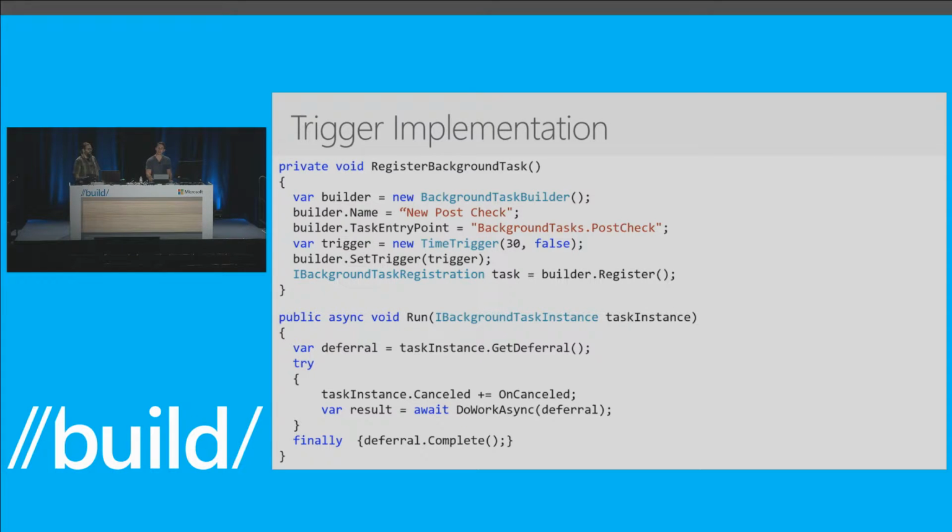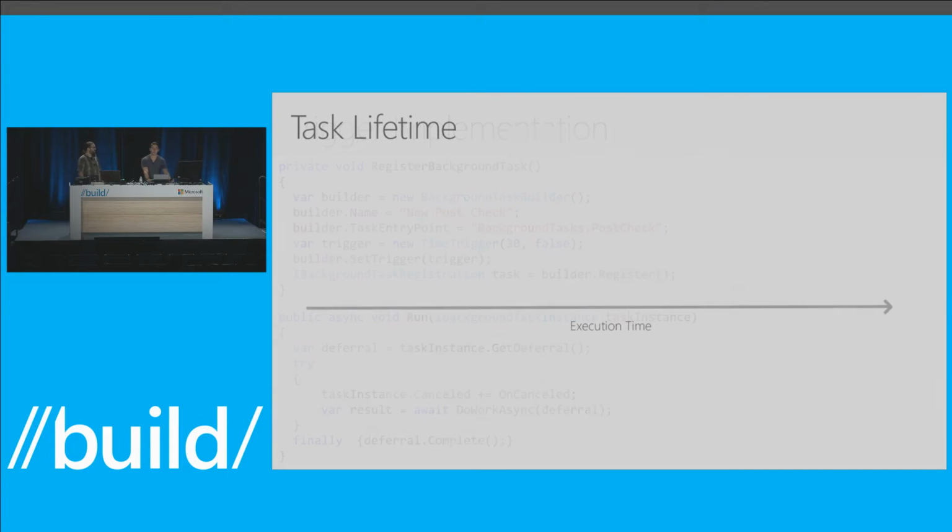So let's see how cancel fits into this lifetime of a background task. In an ideal instance of a task, the Run method is going to begin, and then work would complete well before the execution time. For any async work, you would request your deferral at the beginning, and then complete your deferral well before the execution time limit has been met for your trigger. However, this isn't always the case, and we know this isn't always the case.